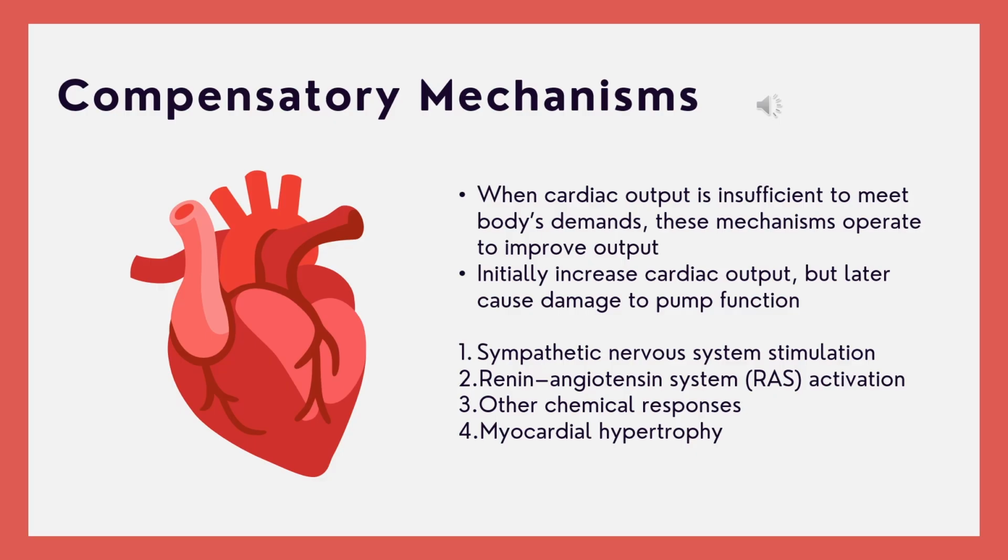So the four major compensatory mechanisms that we're going to talk about are going to be the sympathetic nervous system, or SNS stimulation, the renin-angiotensin-aldosterone system activation, some other chemical responses like B-natriuretic peptide or BNP, and also myocardial hypertrophy. So on the next few slides, that's what we're going to be talking about, and maybe that'll help you understand why we do certain medications that we do to help treat heart failure.